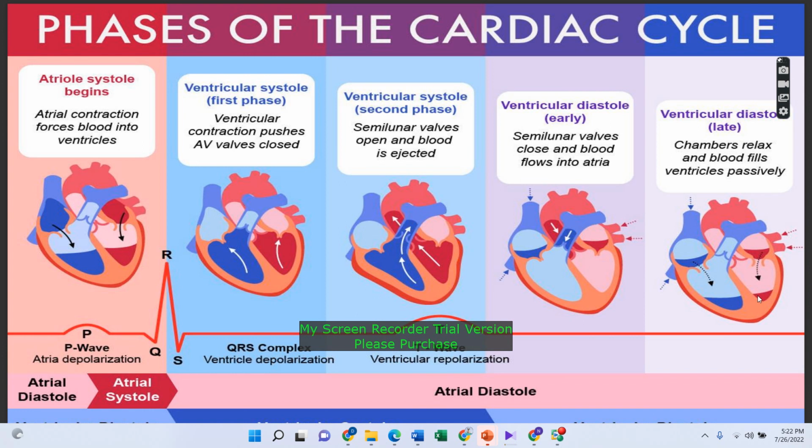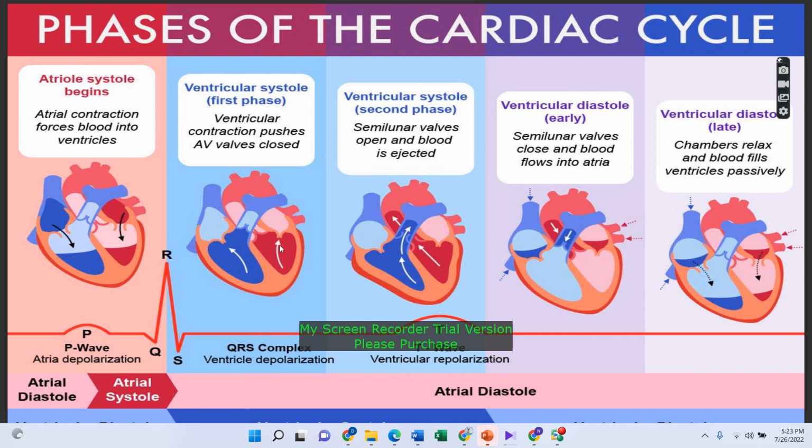So if I may go through this again, you can see first of all what happens is blood keeps getting filled into the ventricles, right? Because of the atrial contraction. So that is represented by the P wave. It's also called atrial systole, right? Then we have the QRS complex, which shows the ventricular depolarization. Ventricular contraction pushes AV valves closed.